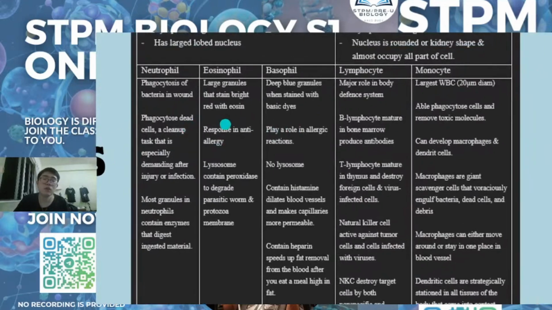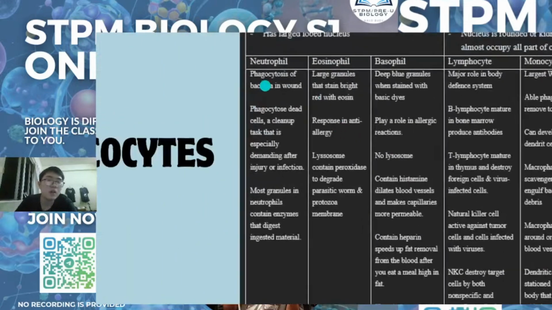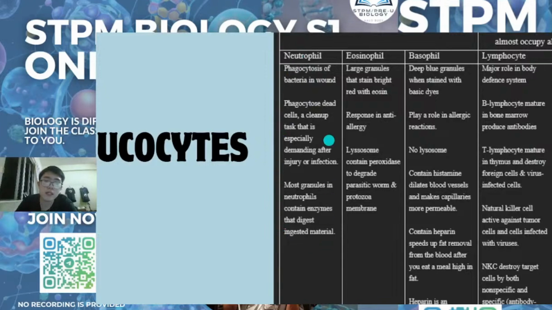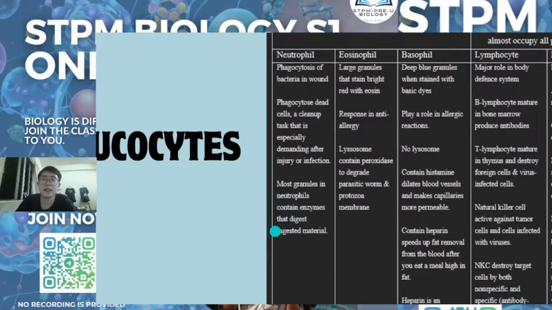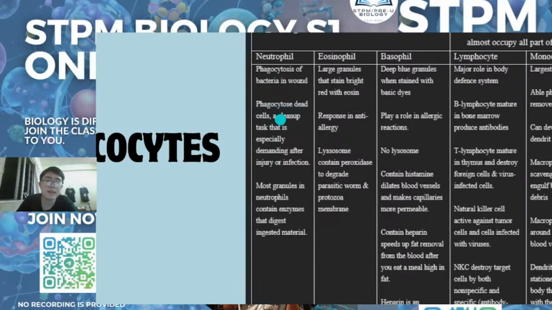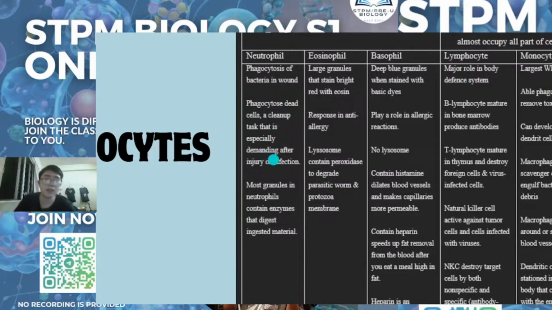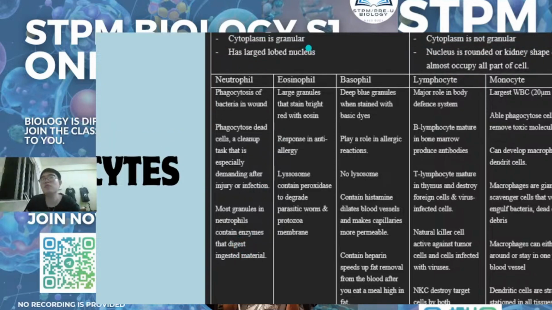So these are all the functions of the neutrophil, eosinophil, basophil, lymphocyte, and monocyte. So we go to the neutrophil. Neutrophil normally plays the role in phagocytosis of bacteria in the wound. If there is a pathogen like bacteria or virus, it will eat the bacteria. It will engulf that bacteria. And it will also phagocytose dead cells and clean up the debris, especially after injury or infection. Most granules in neutrophil contain enzymes that can digest the ingested material. So neutrophil normally plays the role in phagocytosis.